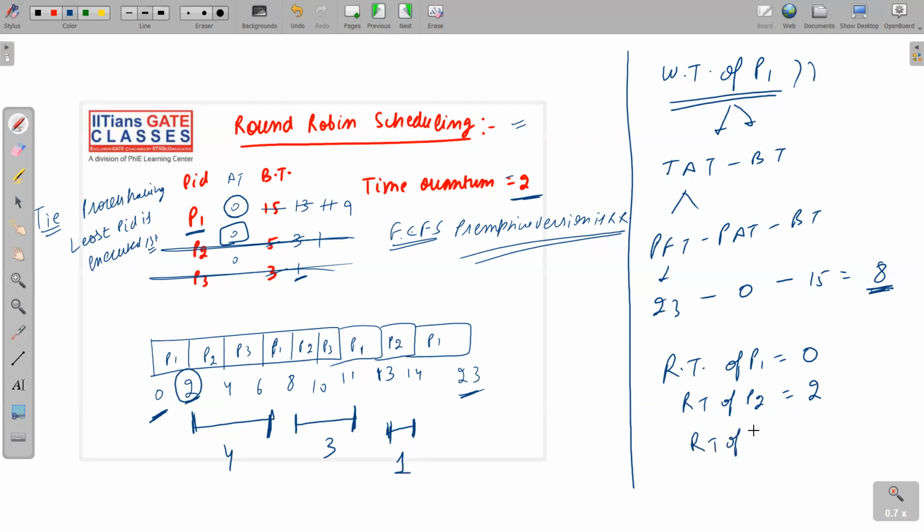Response time of P3: P3 started at 4, but it arrived at time 0, so obviously it has waited 4. So response time of P1 is 0, P2 is 2, P3 is 4. Now you may be wondering, why after all are we using round robin? Why after time 2 have I snatched the CPU and given it to P2? Then after executing P2 for only 2 units of time, I again snatched the CPU and gave it to P3, and so on. Why am I snatching the CPU and giving it to other processes, even though all of P1, P2, P3 were present in the system at the same time at time 0?